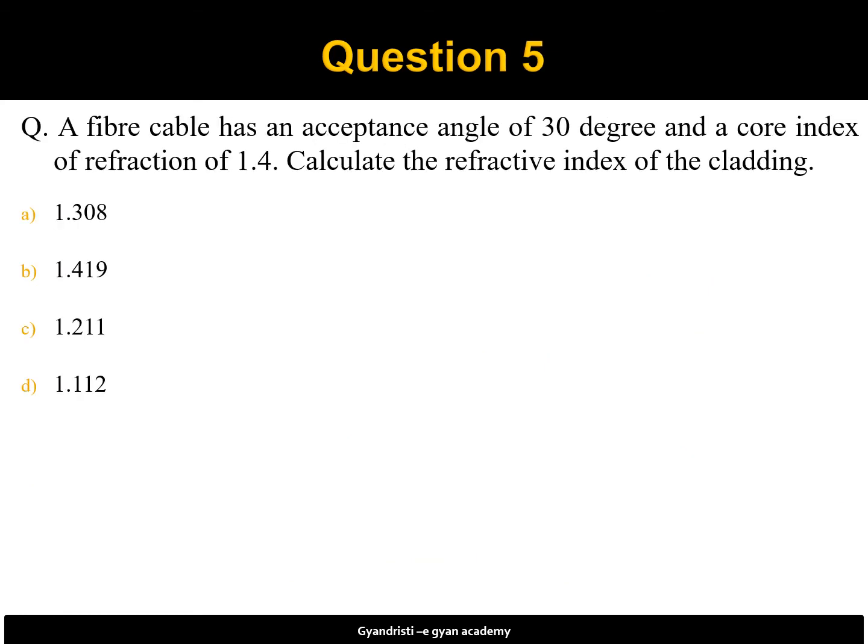Question number 5 is, if fiber cable has an acceptance angle of 30 degree and core index of refraction of 1.4, calculate the refractive index of the cladding. So it is given that acceptance angle theta 0 is equal to 30 degree, and refractive index of core is also given, which is 1.4. Now we have to calculate N2, that is the refractive index of cladding.